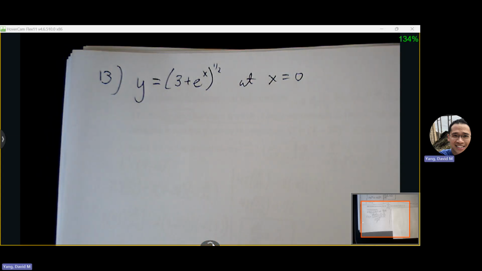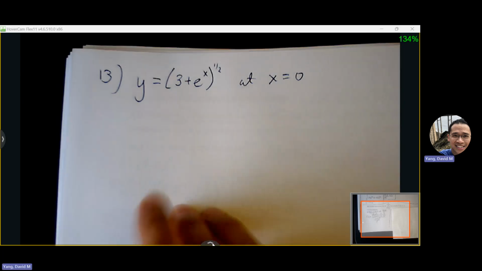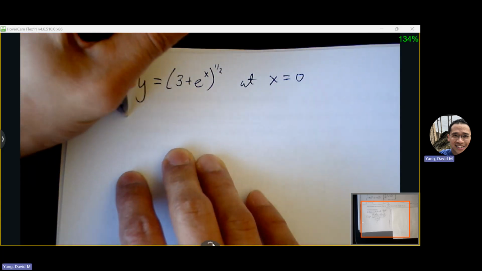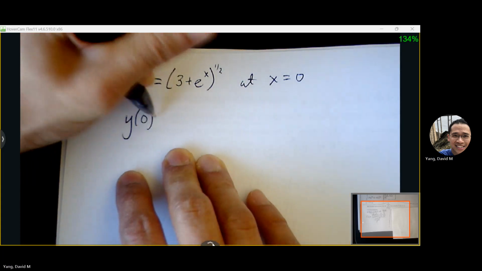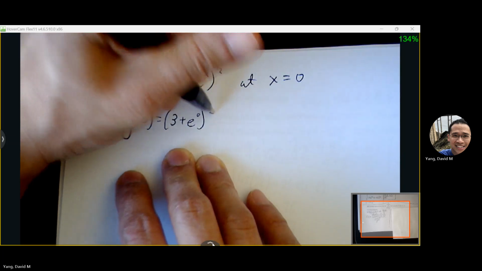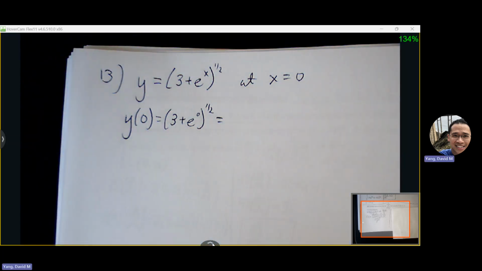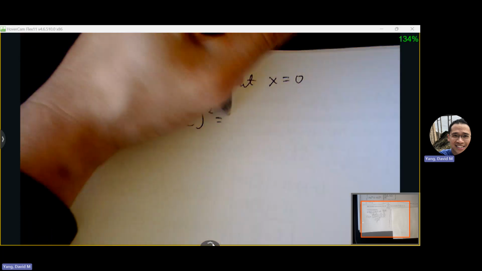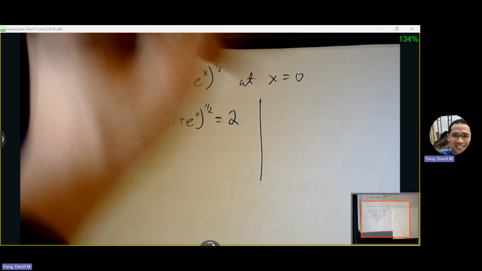All right, so imagine this is the only information given to you. Let's find the ordered pair, find the derivative, plug in the x to get the slope, use point slope form, and then at the very end we can decide what to do with that 0.08. So 3 plus e to the 0 is 1, 3 plus 1 is 4, square root of 4 is 2, so there's our ordered pair.